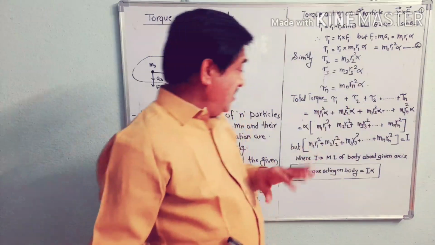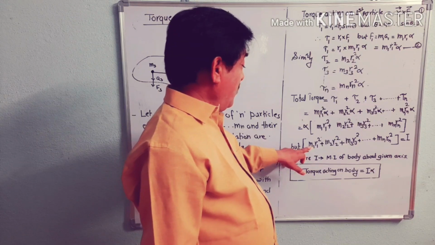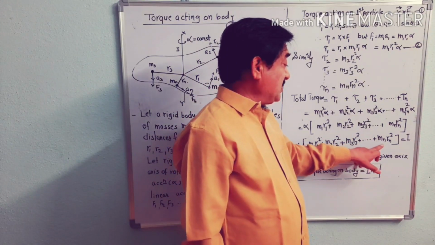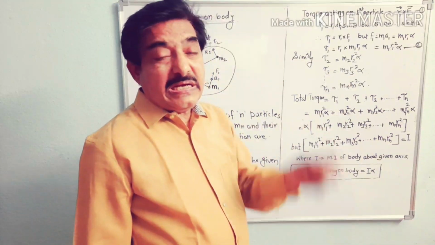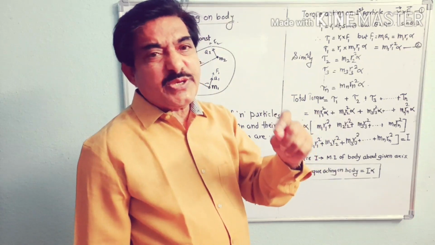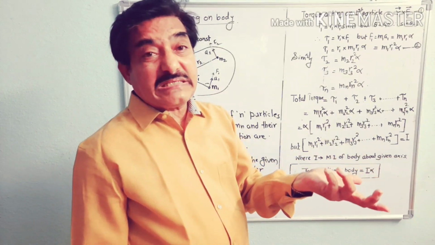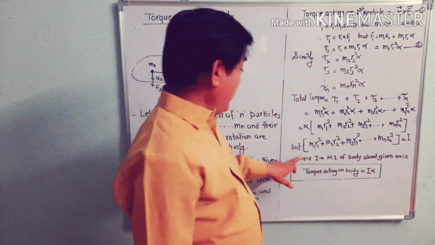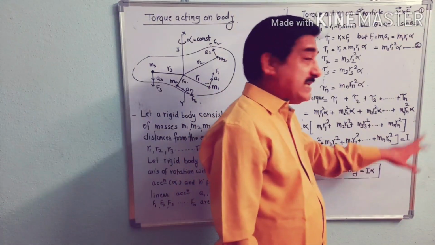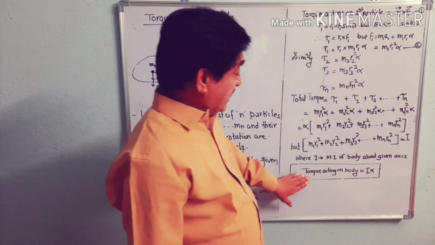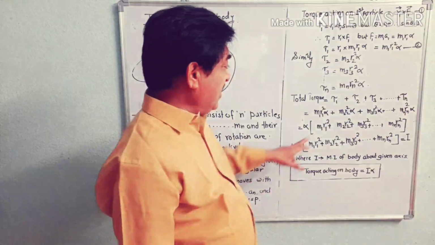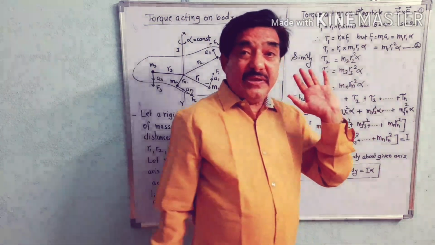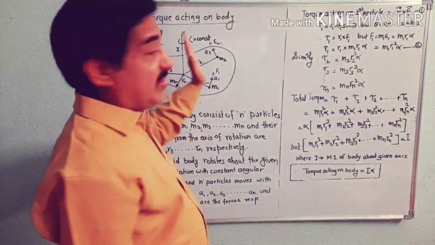But the sum of m1 r1 square plus m2 r2 square plus m3 r3 square and so on up to plus mn rn square is nothing but the sum of the product of the mass of each particle and the square of its distance from the axis of rotation, and it is called the moment of inertia. So this term is equal to I, where I is the moment of inertia about the given axis of rotation. So the torque acting on a body τ is equal to I alpha. In this way, we have obtained an expression for torque acting on a body.